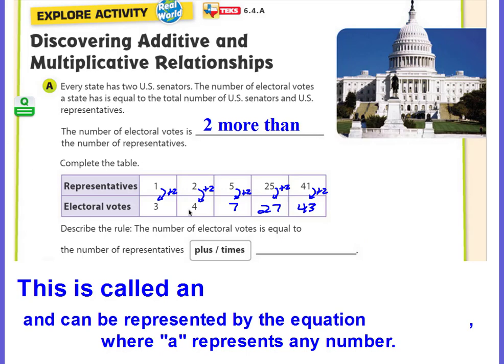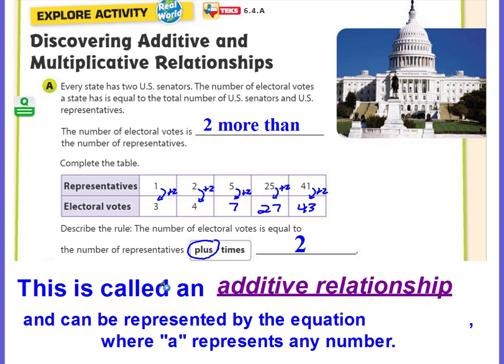So we can describe the rule of our table. The rule is that the number of electoral votes is equal to the number of representatives plus what? Plus 2. This is what we call an additive relationship, and it can be represented by the equation y equals x plus a, where a represents any number. So our equation would be y equals x plus 2.